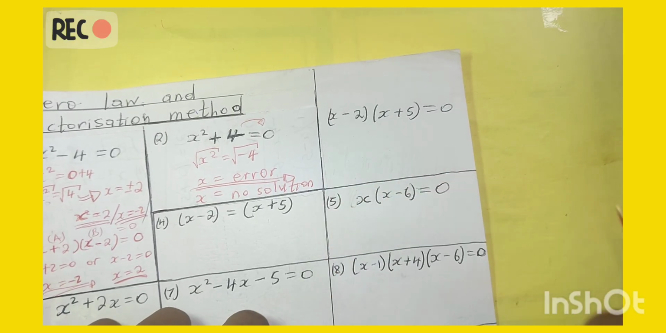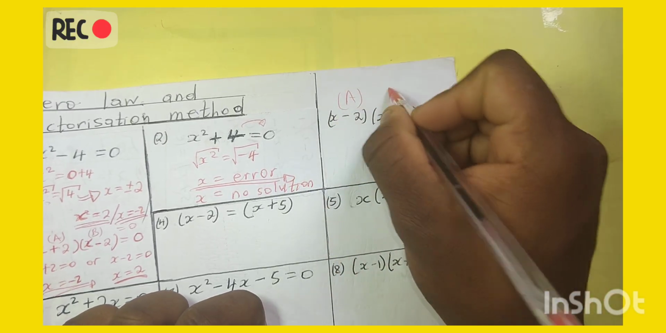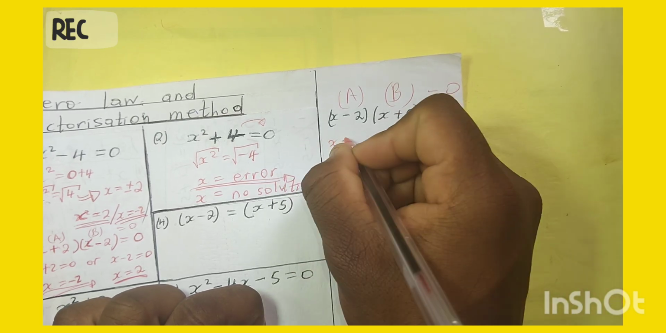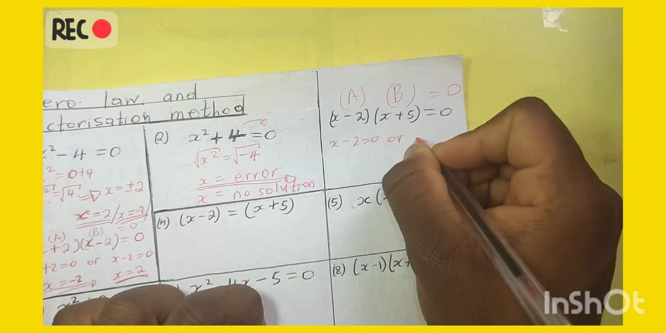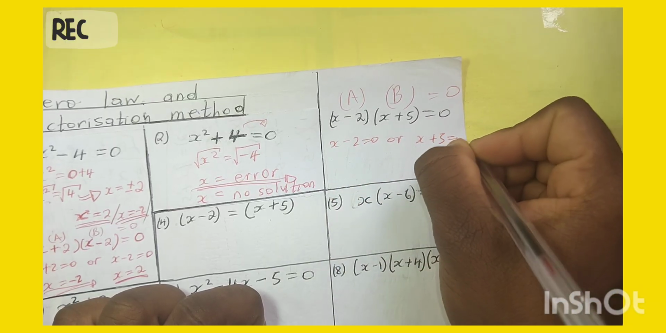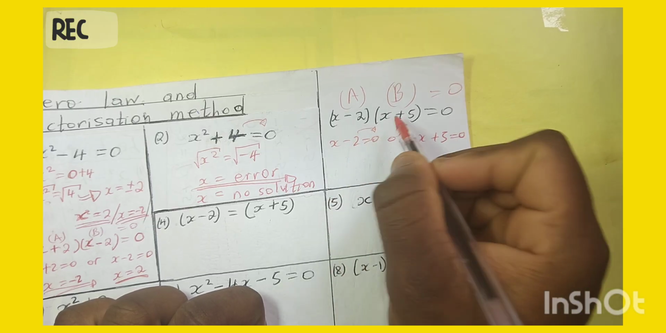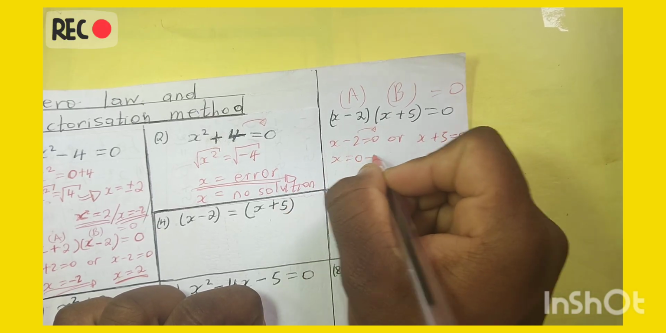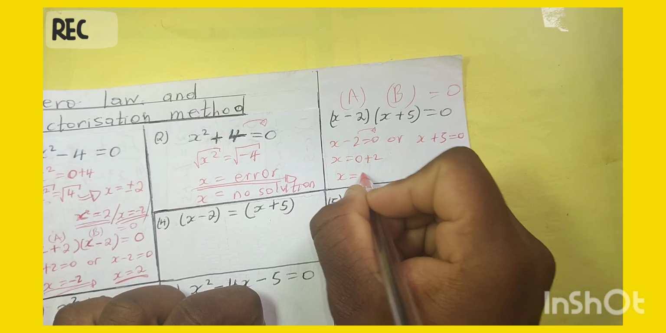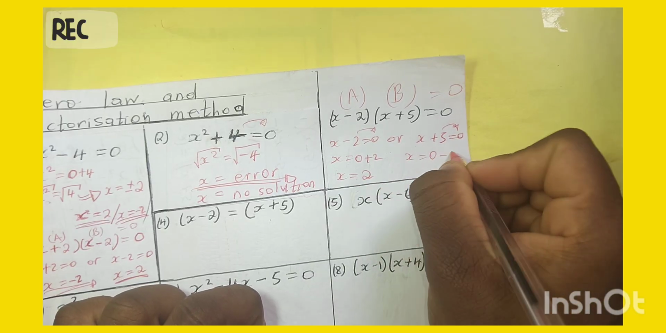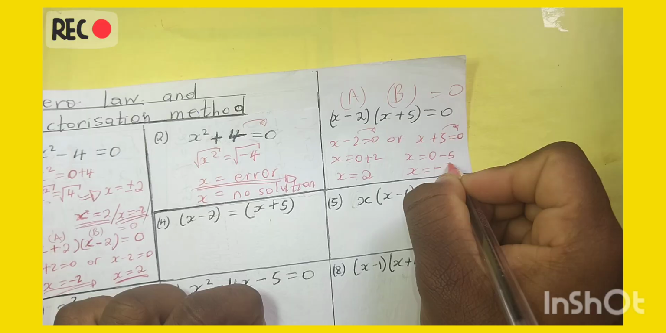Even as well as this one, here we got bracket A and bracket B equated to 0. What we'll do is equate each bracket to 0. x minus 2 equals 0, or x plus 5 equals 0. Then you solve for x. Take this to the other side, meaning your answer there would be 2. Take this one to the other side, meaning your answer there would be negative 5.